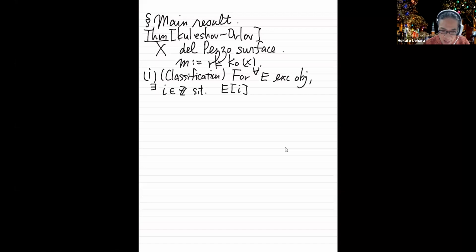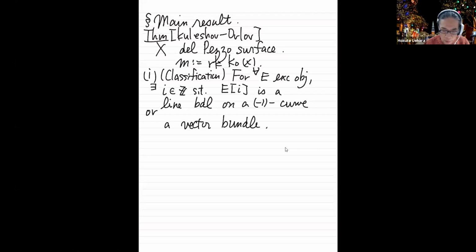is a line bundle on a -1 curve, or a vector bundle. Maybe it's exaggerated to call it a classification of exceptional objects, but it's just a name. And the second result is transitivity.